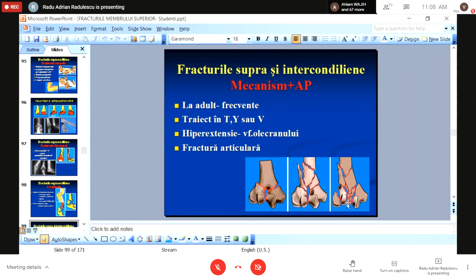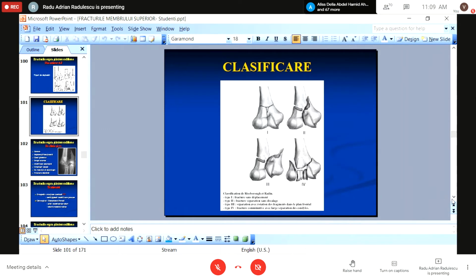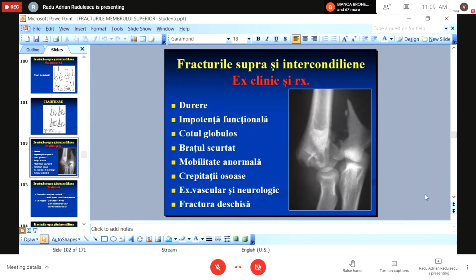And we'll see in treatment that the goal of our treatment will be to restore the normal anatomy of this articular surface. So this one is an articular fracture. Same thing, it's a classification you don't need to remember. This one shows only that the fracture may be quite comminuted sometimes and makes a very difficult restoration of the articular surface. Here is an X-ray of such a fracture.